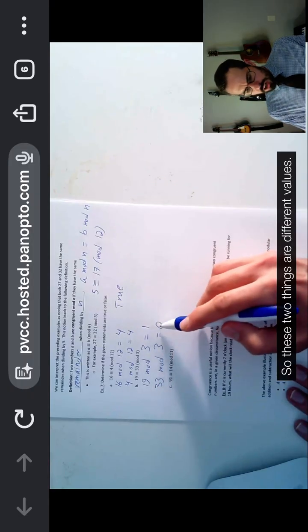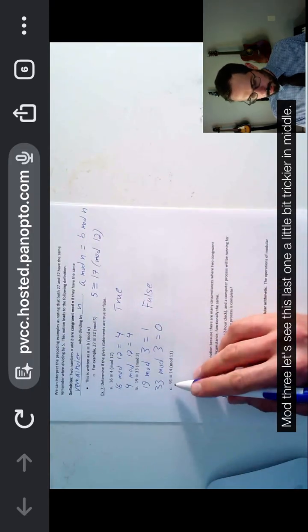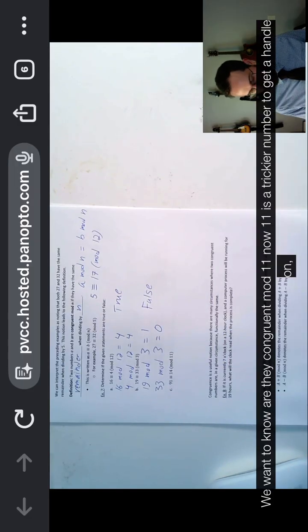So these two things are different values. So this would be false, right? They are not congruent mod 3. Let's do this last one, a little bit trickier, and that'll require us to come back to our calculator here. 19 and 14, we want to know, are they congruent mod 11?